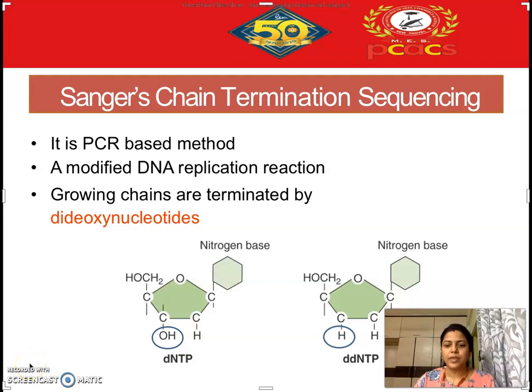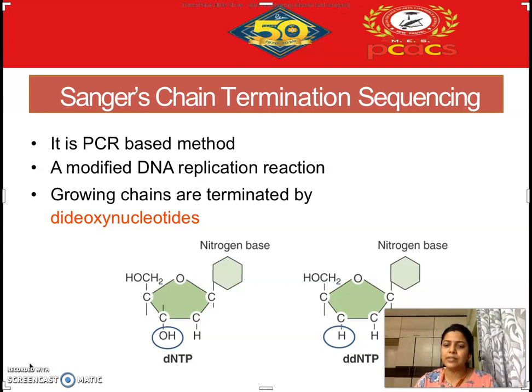Hello students. So last lecture we had seen about Maxam-Gilbert method of DNA sequencing, which is a chemical modification method, right? So today we will be seeing about Sanger's chain termination sequencing method. So this particular method is PCR based.